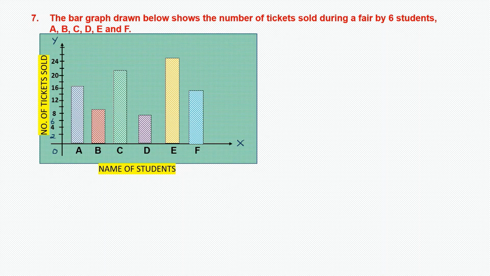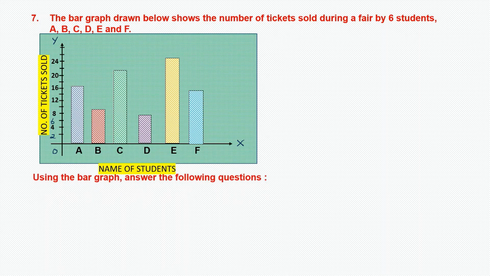Okay, so we have to be careful when we do our answers. We have to read this properly. Keep your ruler along the top of the bar and then you'll be able to get the right numbers. So as you can see on the x-axis, we have the names of students. On the y-axis, we have the number of tickets sold. Okay, so now let's start answering questions.